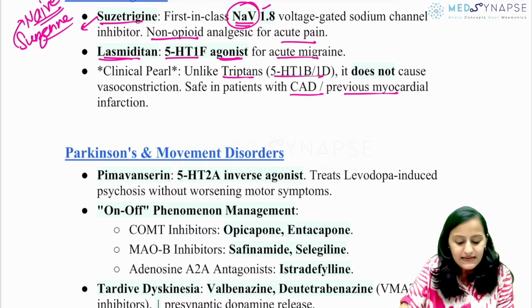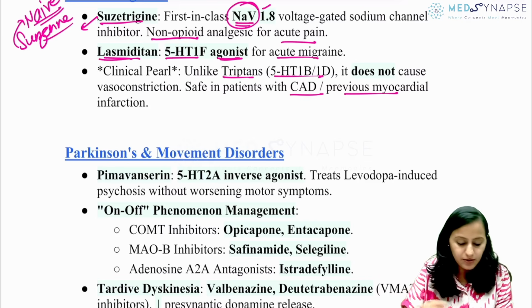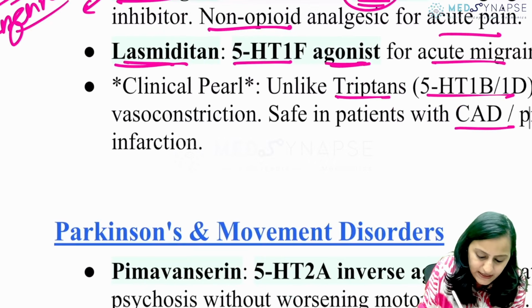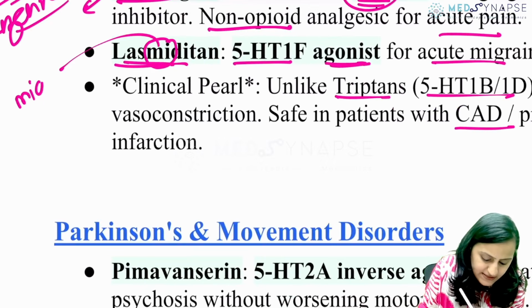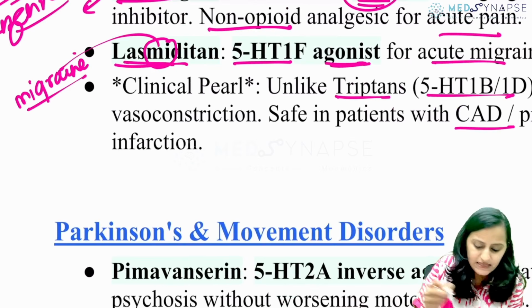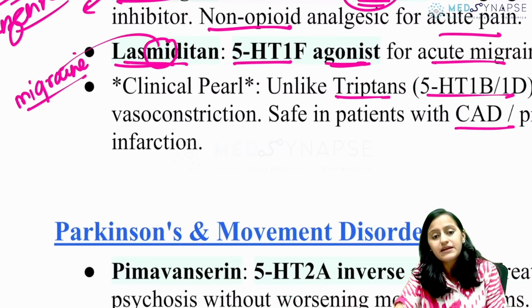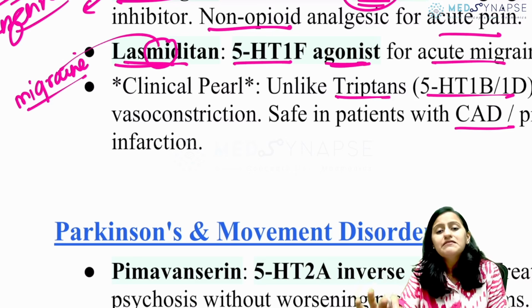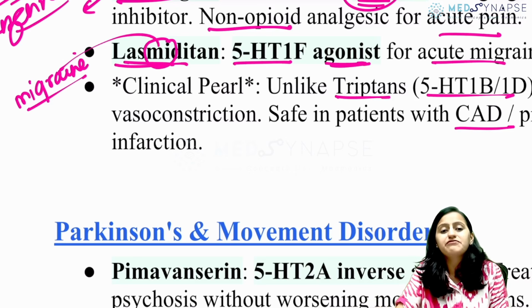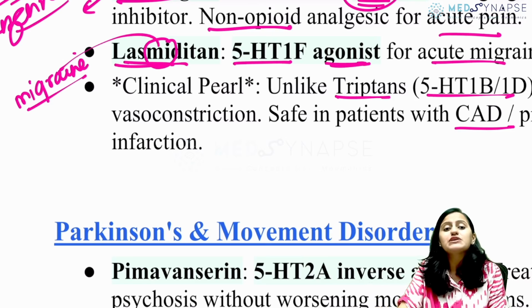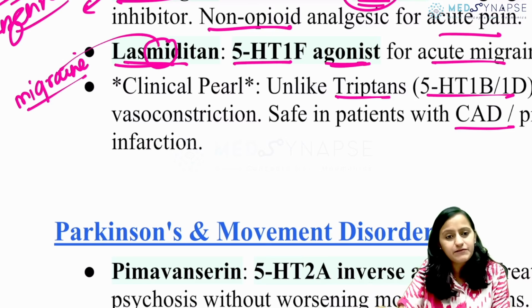you will have lasmiditan. Okay, remember lasmiditan. MI for MI, this is used in migraine. Is this clear with everyone? 5-HT1F agonist. Okay, this is 5-HT1F. Is it clear with everyone?